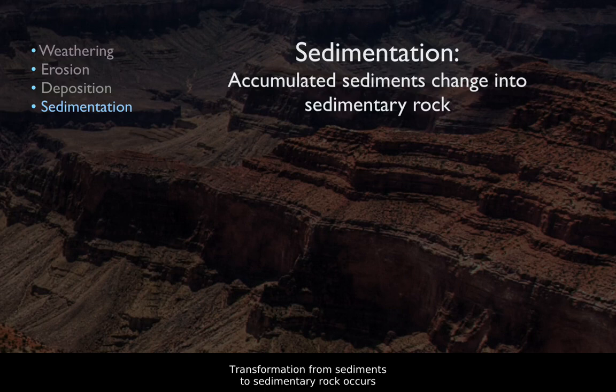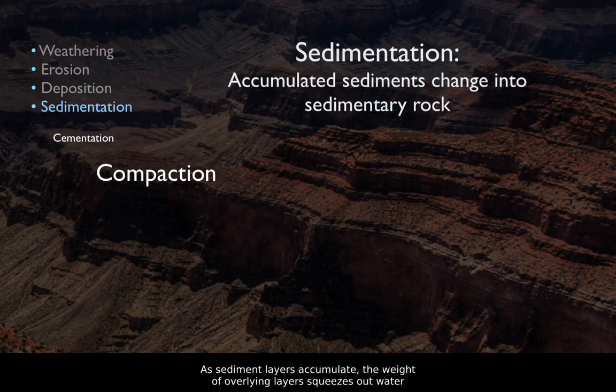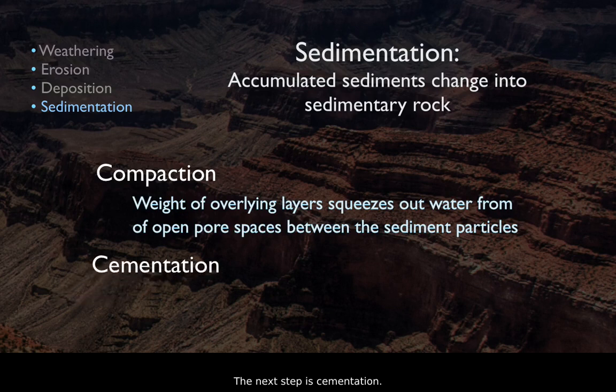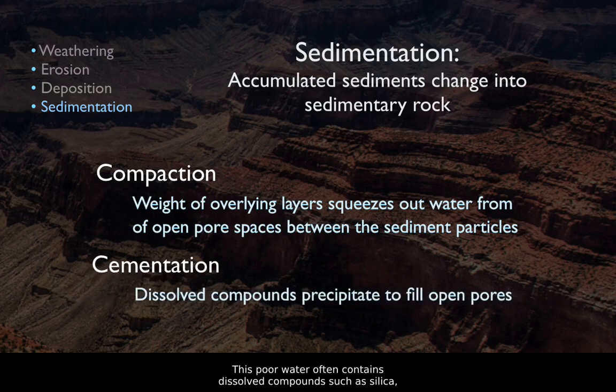Transformation from sediments to sedimentary rock occurs in 2 ways: compaction and cementation. As sediment layers accumulate, the weight of overlying layers squeezes out water from the open pore spaces between the sediment particles. The next step is cementation. This pore water often contains dissolved compounds, such as silica, calcium carbonate, and iron oxide. And as these compounds precipitate, they fill the open pore spaces with mineral matter, which glues the particles together.